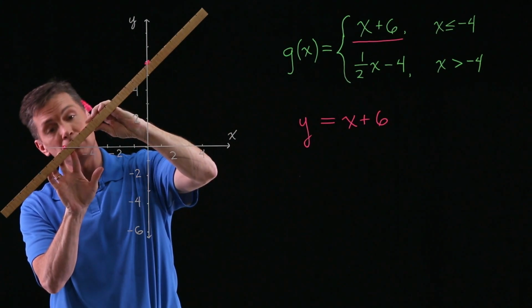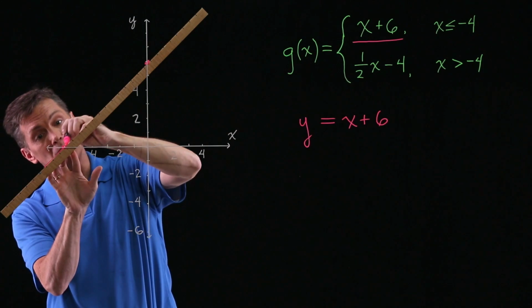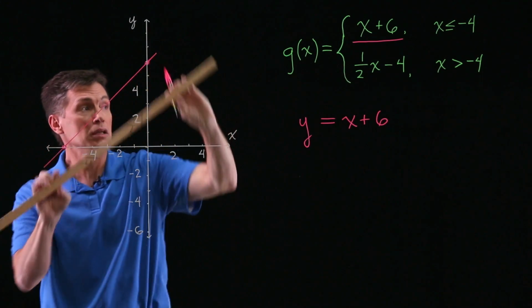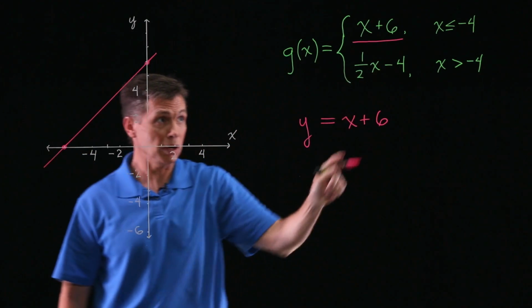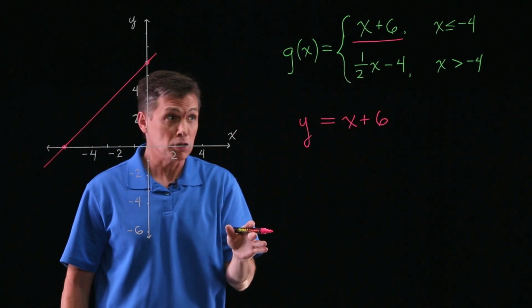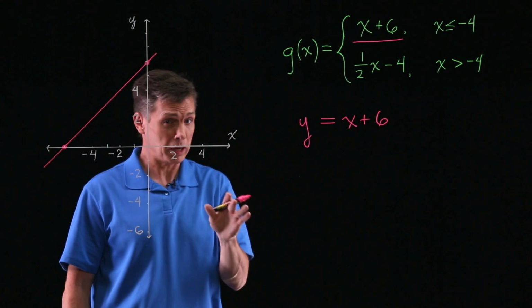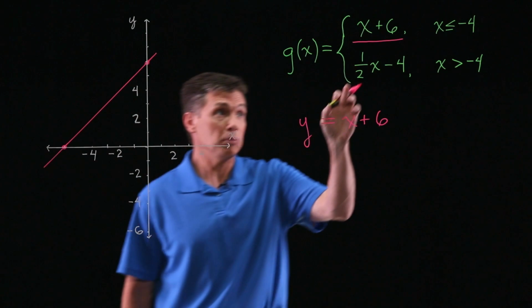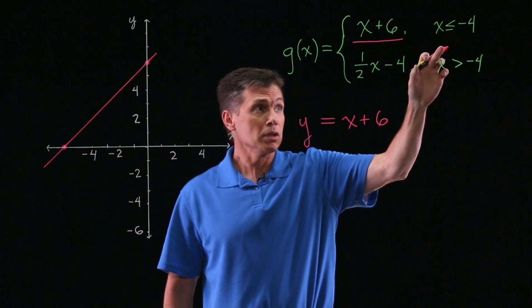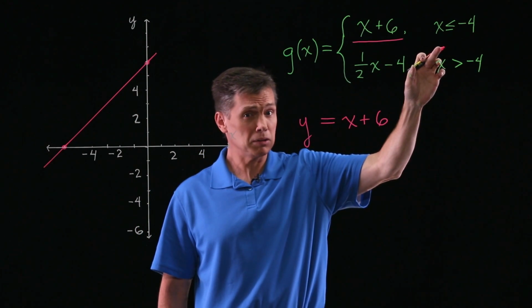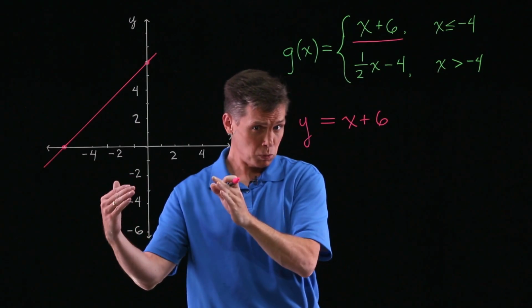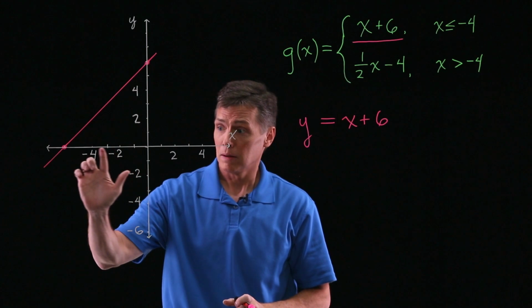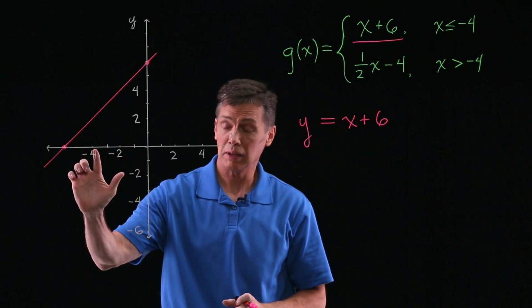And this graph is not our answer. You're going to use it to get our answer. That graph would be the x plus 6, which is the top branch, if the top branch were true everywhere, which it's not. So here's the next consideration. That top branch is only true when x is less than or equal to negative 4. And what that means in terms of the work that you just did is we only want that graph that I've drawn when x is less than or equal to negative 4.